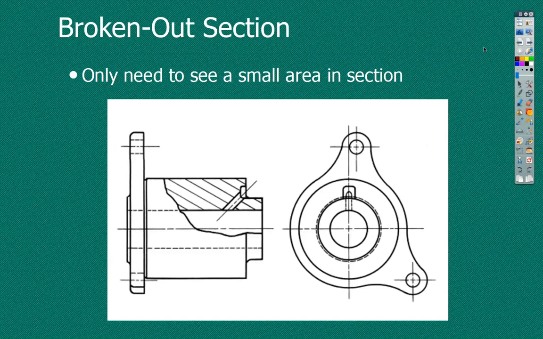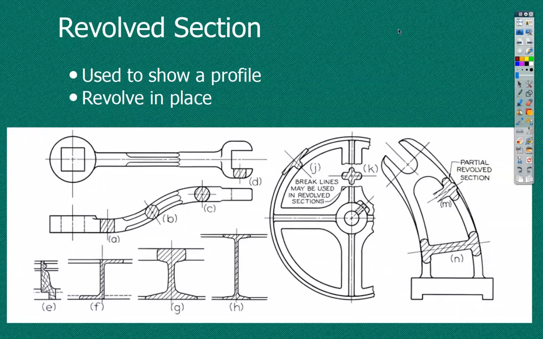So what types of sections do we have so far? Full, half, and broken out. Got four more. So this one is revolved section. This is where we're doing a section, we're just turning it right in the same spot. We don't do revolved sections anymore in CAD because they don't do it easy. In order to do a revolve section, it's a pain in the butt.